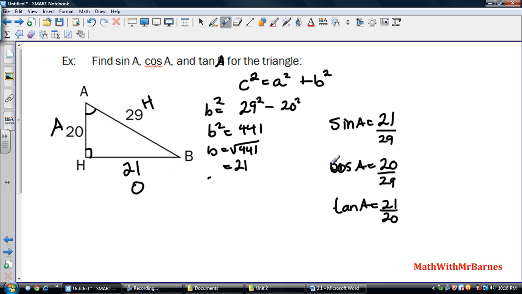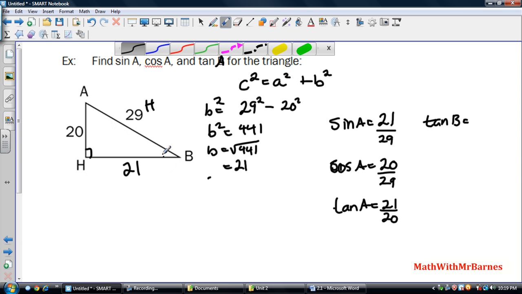There it is. Now if I did want to find tan B, I will find it here just for the sake of being educational. I would have to relabel my triangle. That's the important thing to remember. The hypotenuse is not going to change. That's still going to be the hypotenuse. But since we're changing the reference angle, these are going to switch. So this one is now the opposite, and this one is now the adjacent. So note that tan of B is going to be 20 over 21.